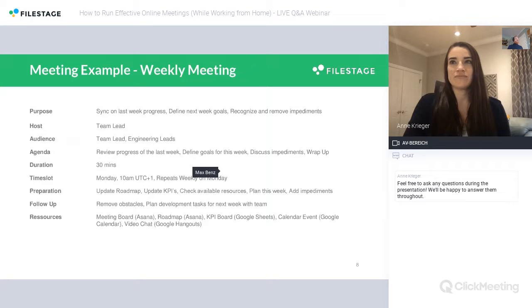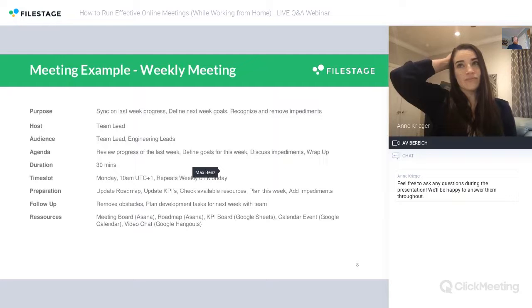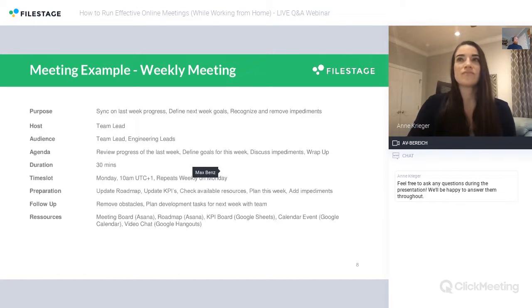In the agenda, we're going to review the progress of the last week, define the goals for this week, discuss the impediments and do a wrap-up. So like you can see here, if you have a good and clearly defined purpose, basically the agenda mostly drops out automatically. Then we're defining the duration of 30 minutes, time slot on Monday, weekly repeating. Preparation: everyone is updating the roadmap with the topics he's responsible for, updating the KPIs, checking the availability of the resources, planning the week, and adding impediments to the list that we want to discuss.